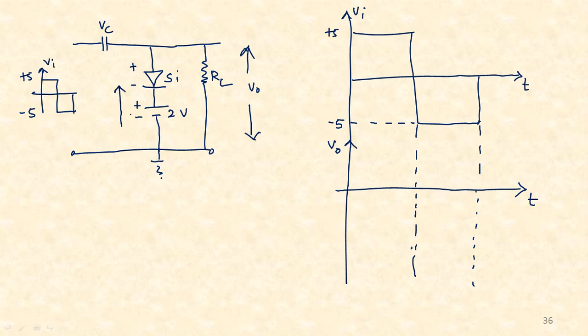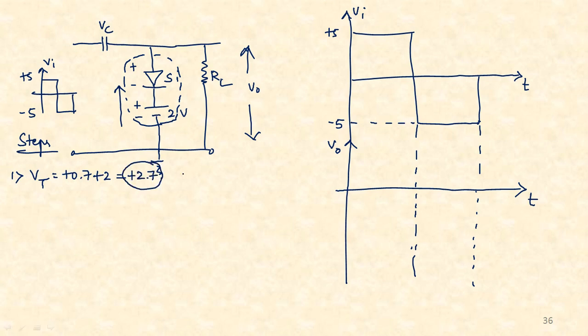Going by the conventional notation, we are moving from negative to positive. Both of them are in series, so the overall transition level is plus 2.7. The transition level is plus 0.7 plus 2, so overall it is plus 2.7 volts. Immediately I'll have to represent it: plus 2.7 volts.